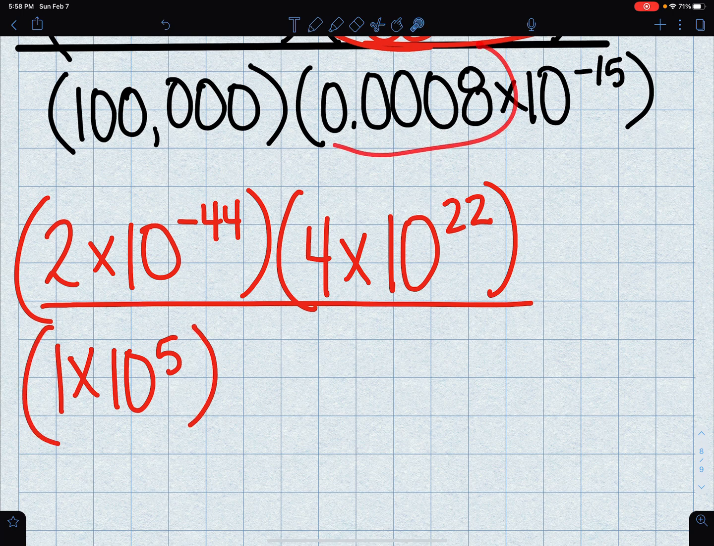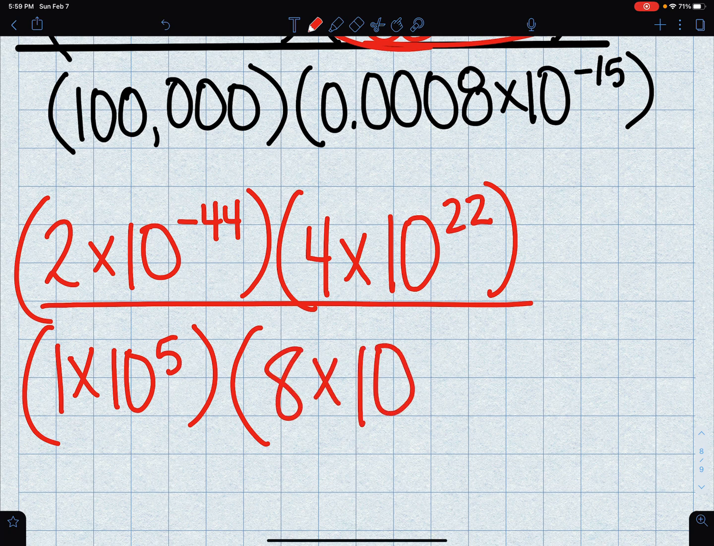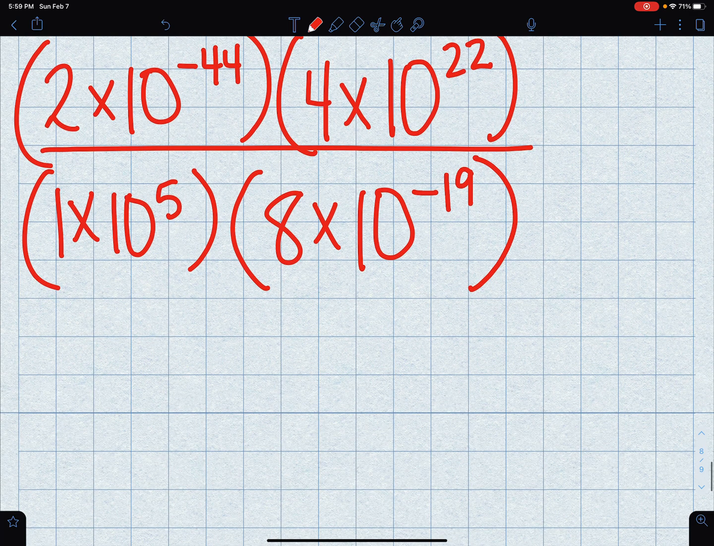Okay, what about this number? We've got the decimal here. We want it here. 1, 2, 3, 4. We moved it 4 spots. 8 times 10 to the, I made this number bigger, so I got to make this smaller. 4 smaller to be precise, so it's going to be minus 19. Okay, now we got it to here.